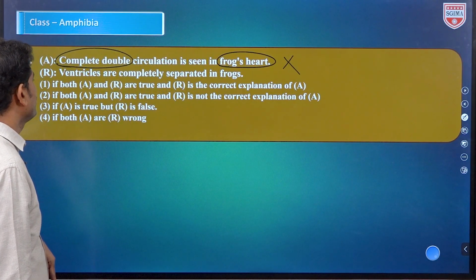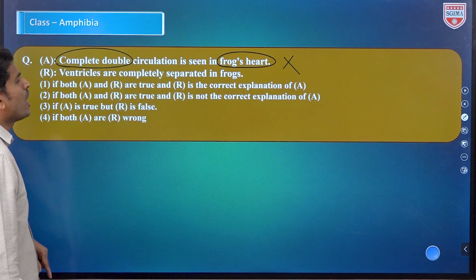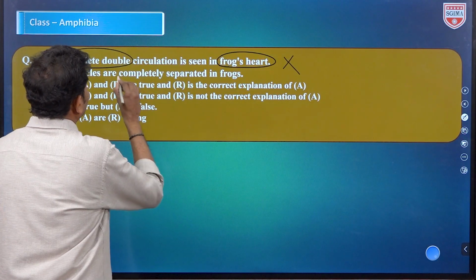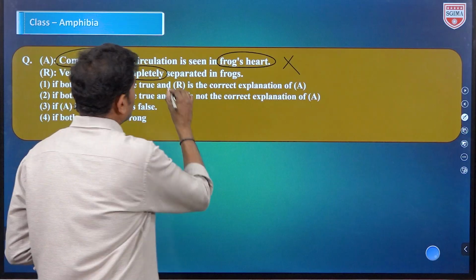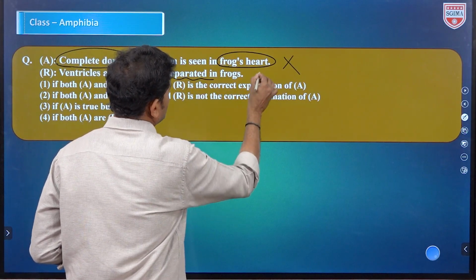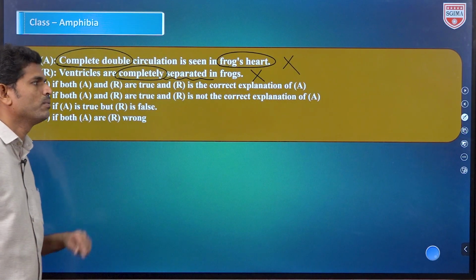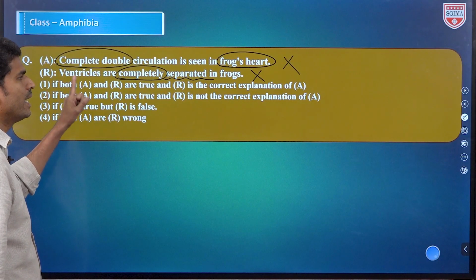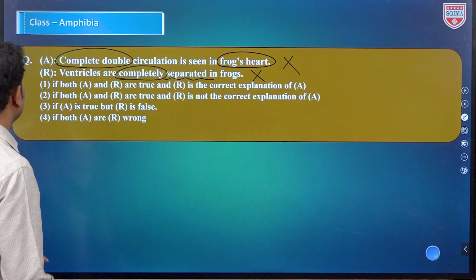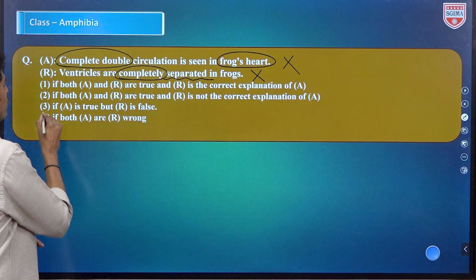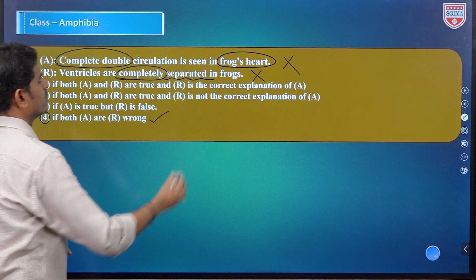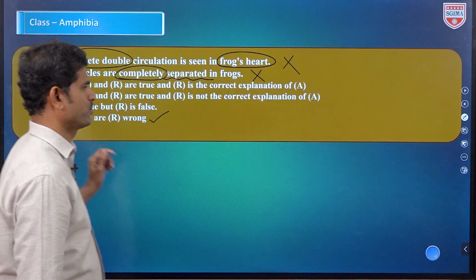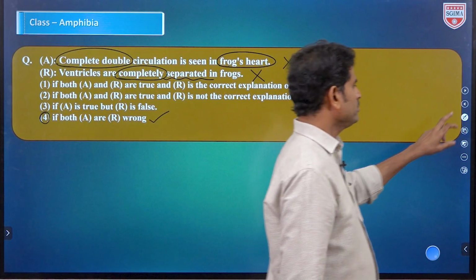Next one is the reason. Ventricles are completely separated. So here, are the ventricles completely separate? No. So this is also wrong. So both assertion and reason are wrong. Then which one are we going to choose? Fourth option, if both assertion and reason are wrong. So this is the correct option, the fourth option. Okay. Let us see that.